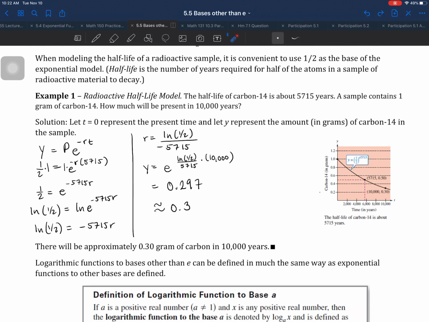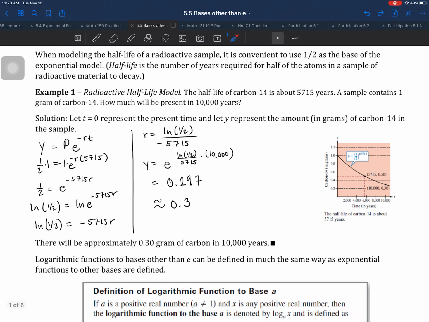Now our goal is to find out how much we're going to have after 10,000 years, right? So now that we have found r, all we have to do is replace t with 10,000, and that's what I'm going to do. So here you have 1 gram of carbon. I put my p, which is 1, times e to the, now this is negative, but you already had a negative there, so a negative times a negative will undo each other, and that's why we have a positive value here. So natural log of 1/2 over 5,715 times 10,000, and we put this in a calculator, and this will give us 0.297.